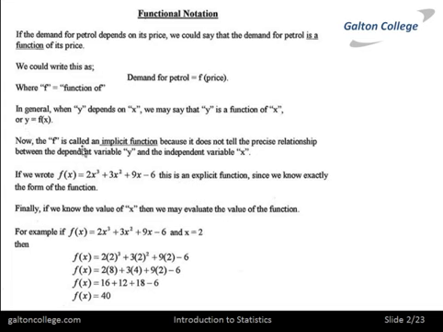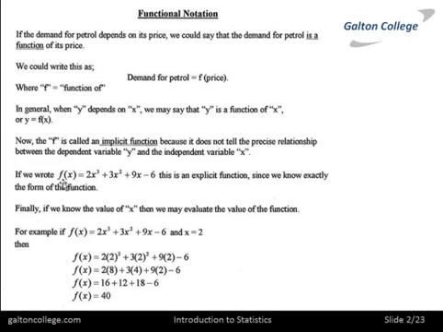Now, the F here is called an implicit function. It's implicit because it tells us that Y depends on X, but it doesn't tell us how it's dependent on it. It just tells us it is. Y depends on X. It doesn't tell us how, what the relationship is. So we call it an implicit function. It does not tell us the precise relationship between the independent variable, X, and the dependent variable, Y.